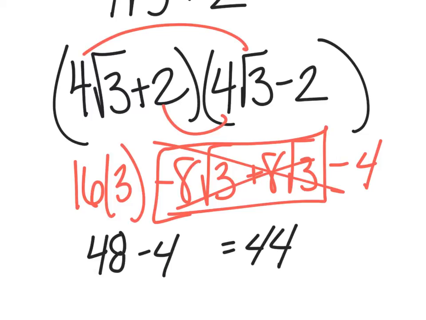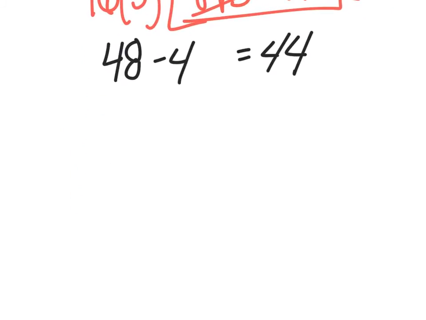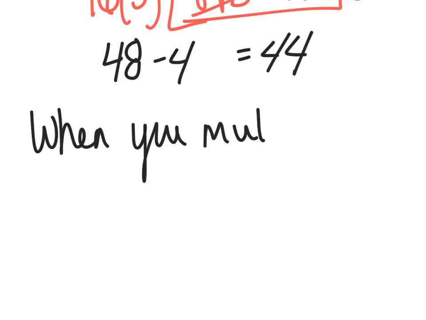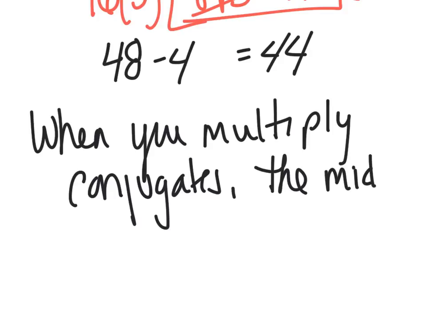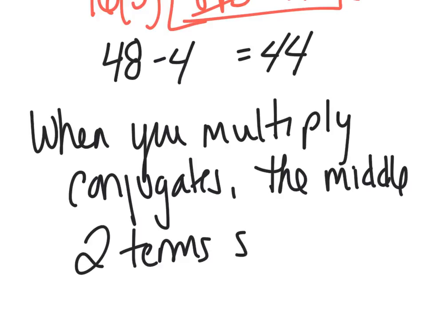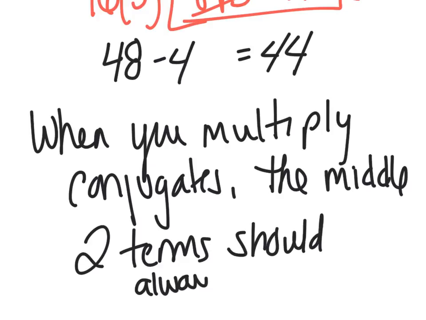So what do you think? I think we can make that statement in our notebook. So when you multiply conjugates, the middle two terms should always cancel. Okay, so I just want to be clear that only works if they're conjugates.